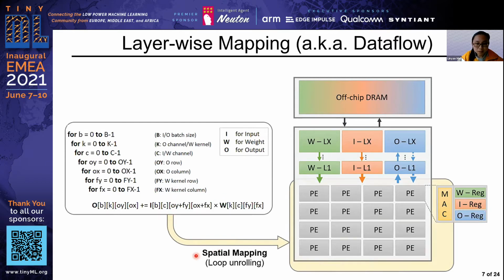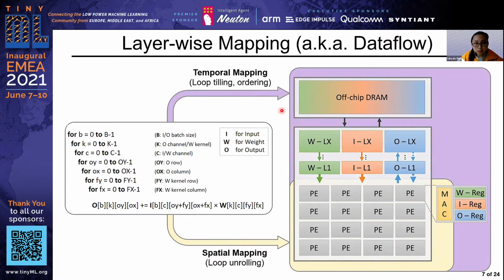The first perspective is the spatial mapping, basically how to do loop unrolling and map several loops onto the spatially unrolled PE array. And then the second part, the temporal mapping part, how to do loop tiling and ordering to map the rest of the temporal loop onto the memory hierarchy. For the spatial mapping part, we're trying to optimize the operation parallelism. For the temporal mapping part, we're trying to optimize the data locality and the stationarity.